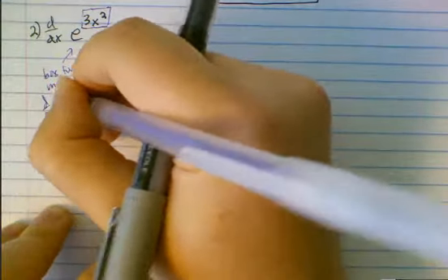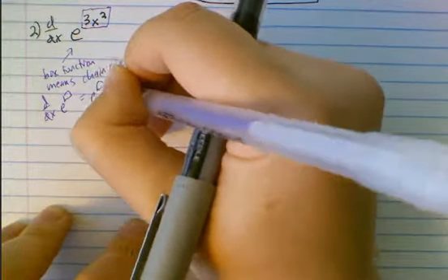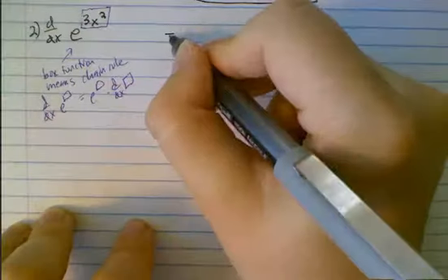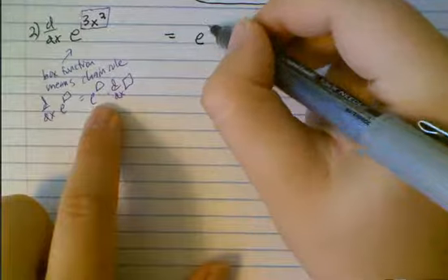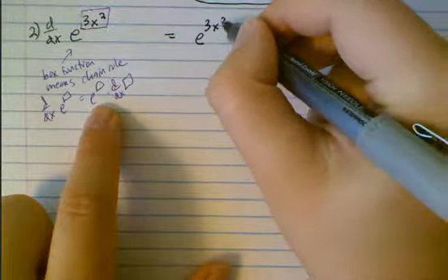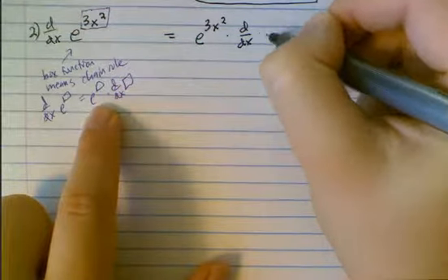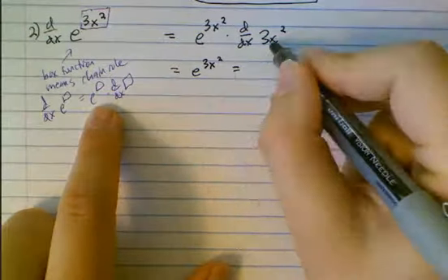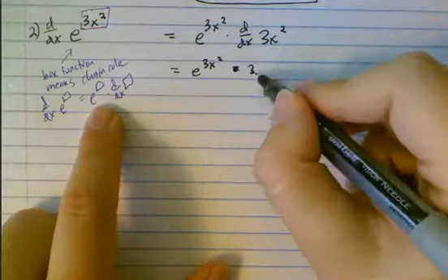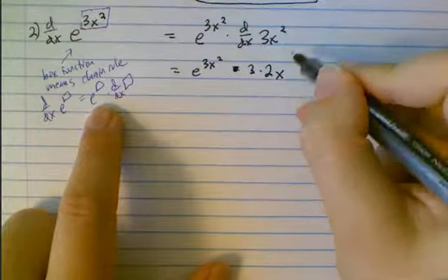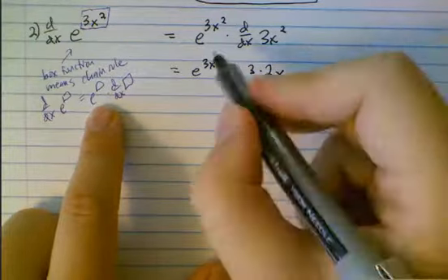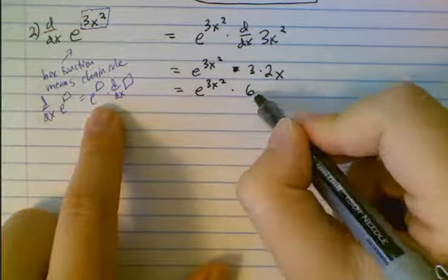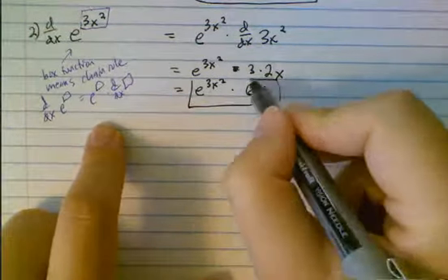So the derivative of e to the box is going to be e to the box times the derivative of the box. So this is e to the box, which is 3x squared, times the derivative of the box. The 3 is along for the ride. Bring the 2 down, subtract 1 from the exponent, so that's 2x to the first power, or e to the 3x squared times 6x.